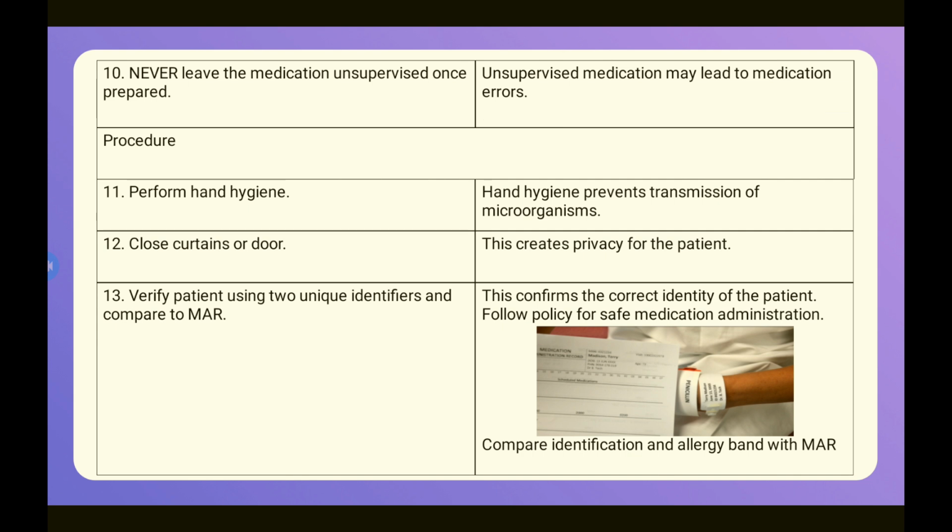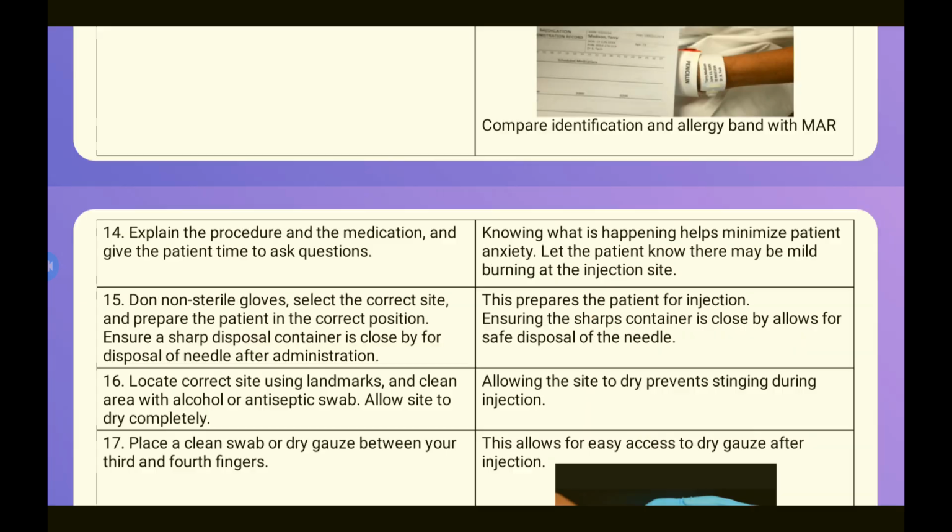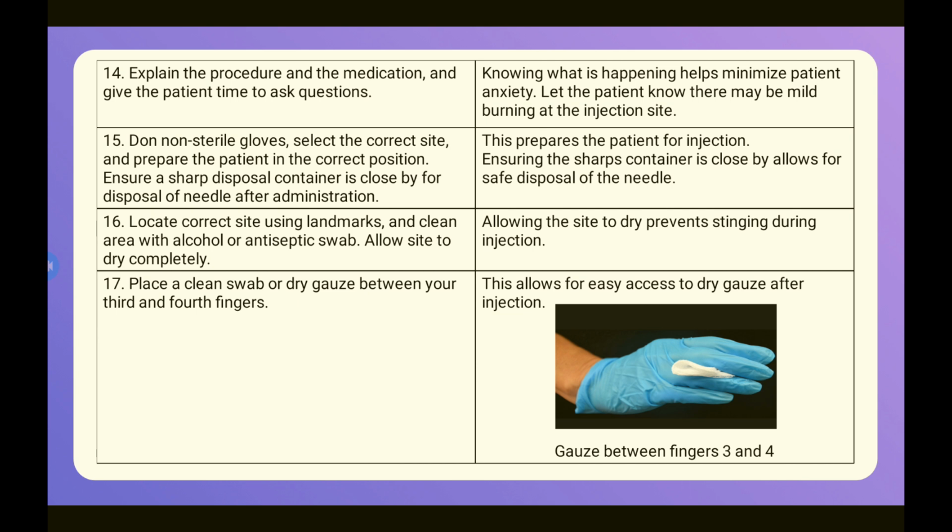Number 13, verify the patient using the 2 unique identifiers and compare to the medication administering record. This confirms the correct identity of the patient. Follow policy for safe medication administration. As you see in the image, we compare the identification and allergy band with the medication administering record. Number 14, we explain the procedure and ensure that the medication is correct, and we give the patient the time to ask questions and we need to answer the patient's questions.